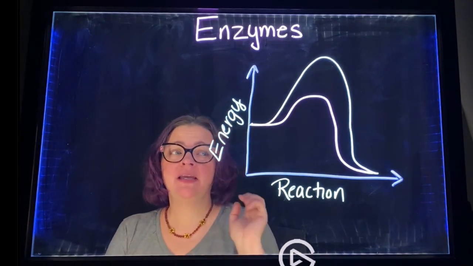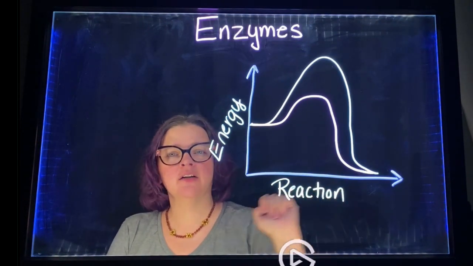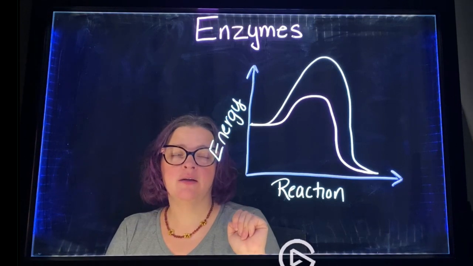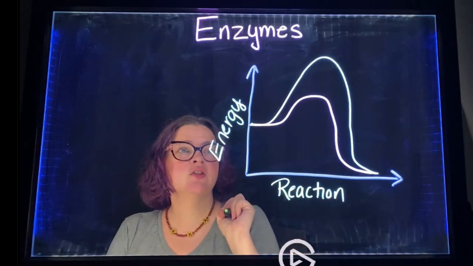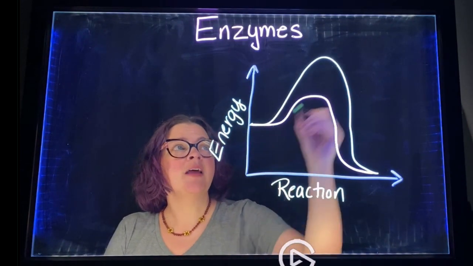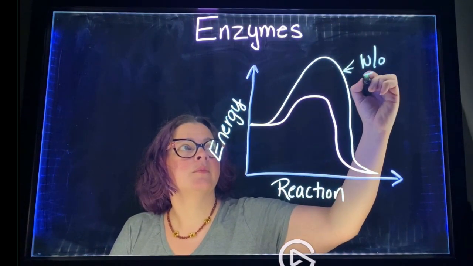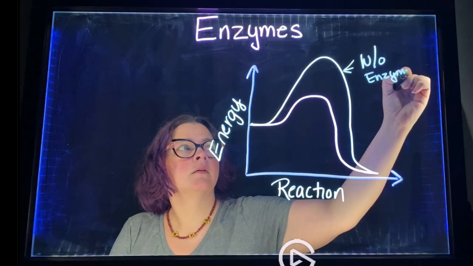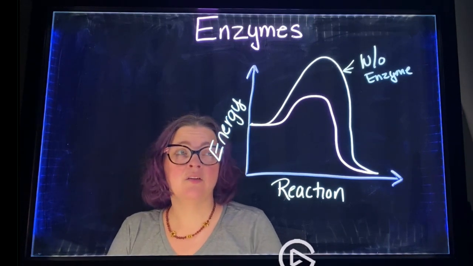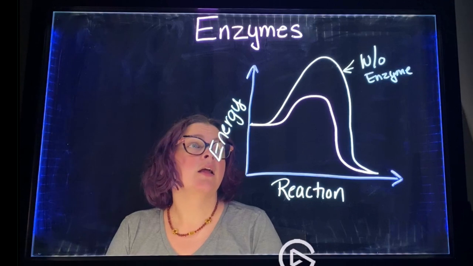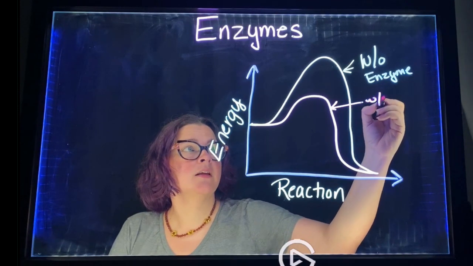Here is a graph showing energy versus the reaction and how much energy is required. The bottom line here is with the enzyme. The top line is without the enzyme. So this is the amount of energy at the start of the reaction. Without an enzyme, we have to climb a really large hill. So there's quite a bit of energy needed in order to get that reaction to go and get it up over the hill. This bottom line here is with the enzyme.